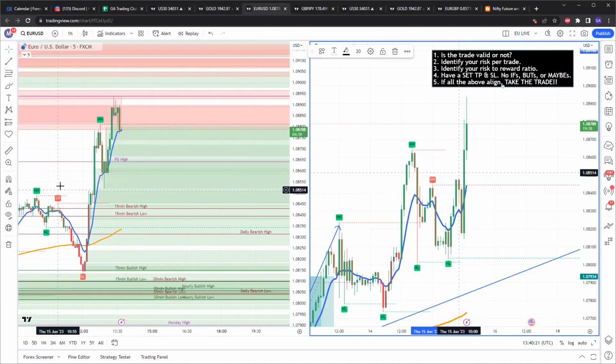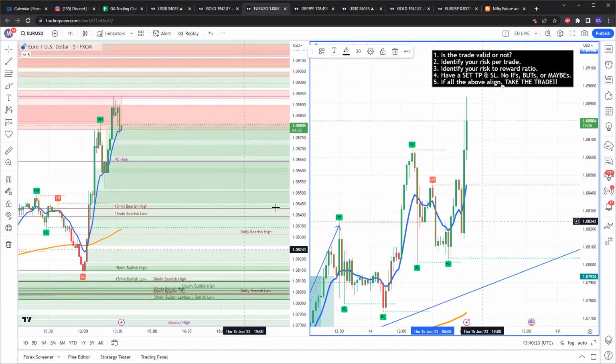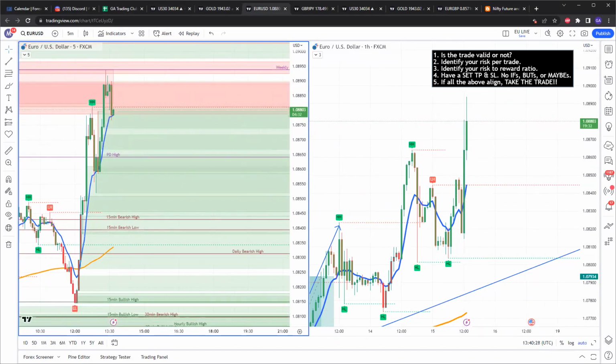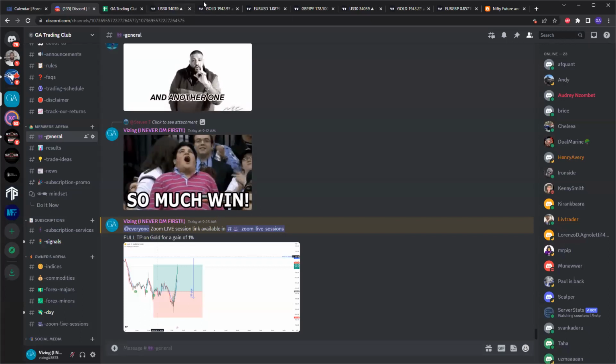And EU, so EU is still pumping to the upside. Really don't see any particular entry for gold. It seems like there's not a lot of people on the live session today, so people might be busy with other things.